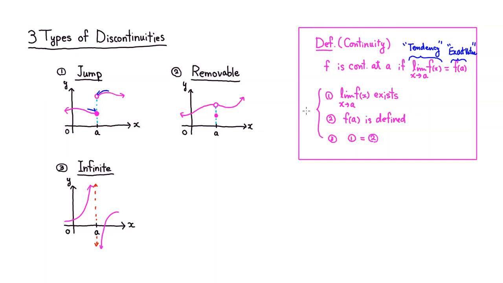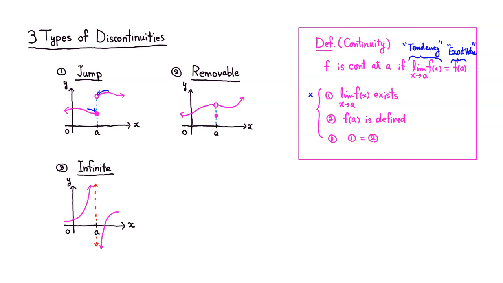So it fails the number one condition. I'll just note that. So a jump discontinuity is when the left-hand limit and right-hand limit give you different tendencies. The second discontinuity is called the removable.